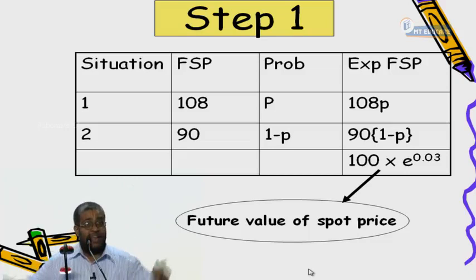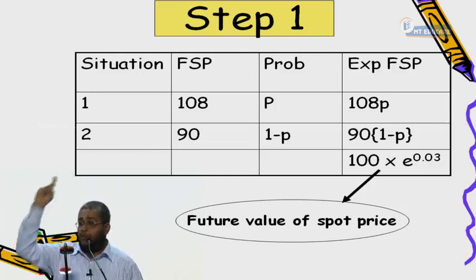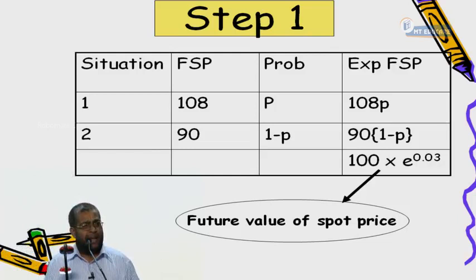What it means is risk neutral probability. That should be understood very differently. In fact, that 72.5% is not the probability of the 108 price. It's not the probability of 90, 27.5. 108 and 90 can have a different probability. 108 can have a 90% chance, and 90 can have a 10% chance.